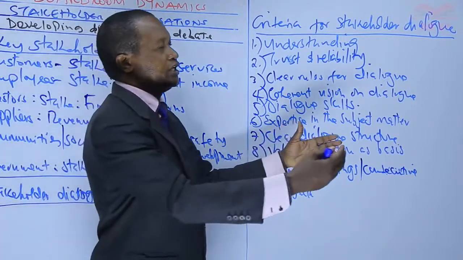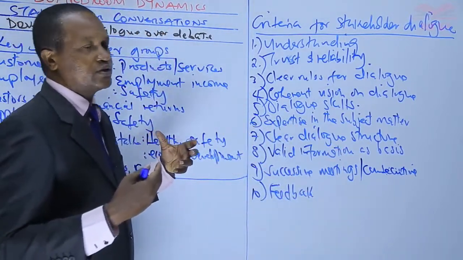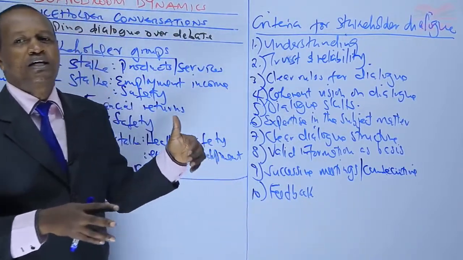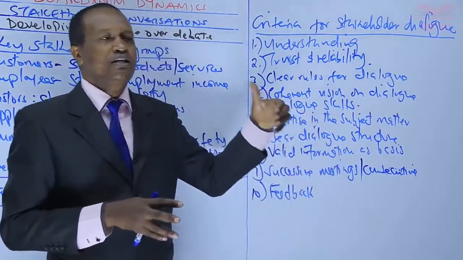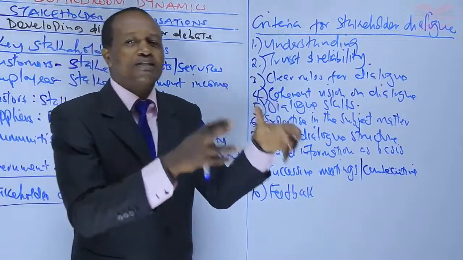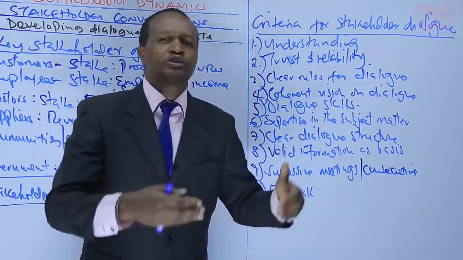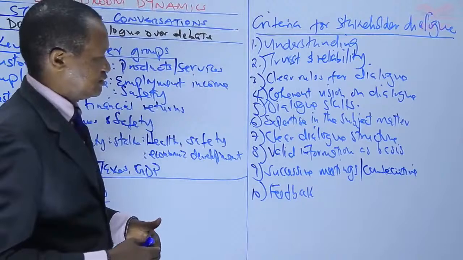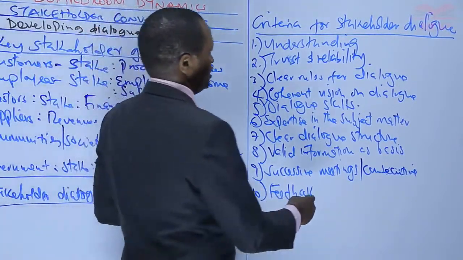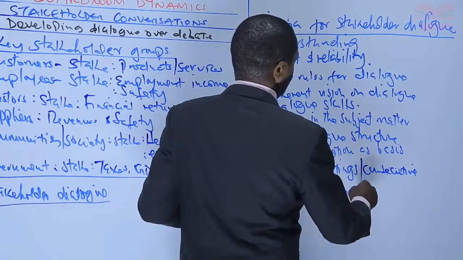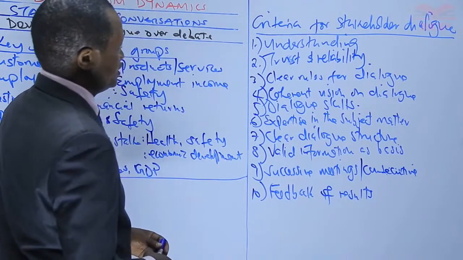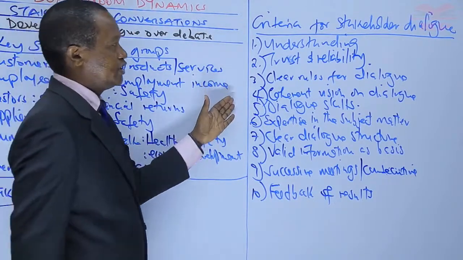So if there are employee representatives on the table, the management can rely on the fact that the employee representatives properly represent the interests and views of the employees. So feedback of results is the last criteria. We've outlined the criteria for stakeholder dialogue.